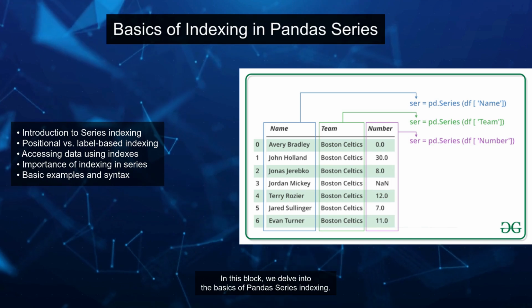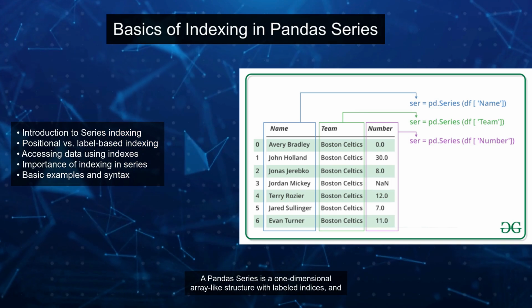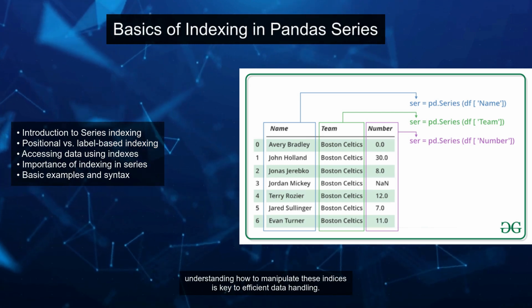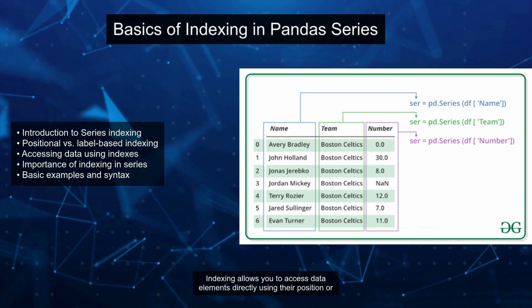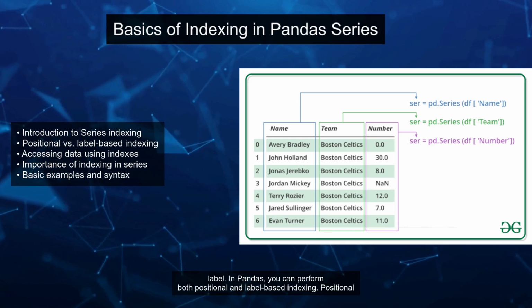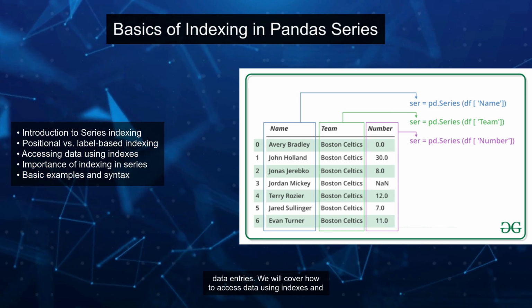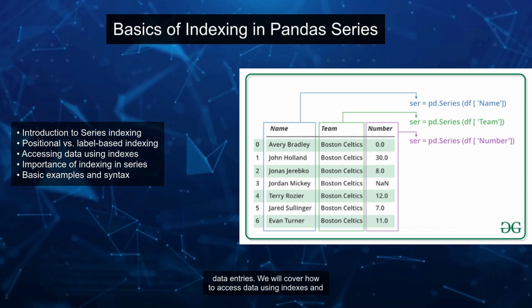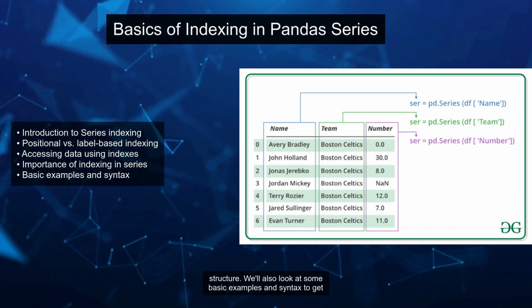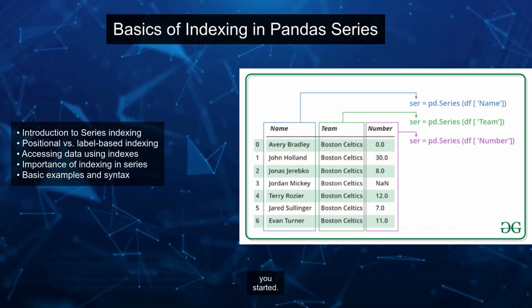In this block, we delve into the basics of Pandas series indexing. A Pandas series is a one-dimensional array-like structure with labeled indices, and understanding how to manipulate these indices is key to efficient data handling. Indexing allows you to access data elements directly using their position or label. In Pandas, you can perform both positional and label-based indexing. Positional indexing uses integer positions, while label-based indexing uses the labels assigned to data entries. We will cover how to access data using indexes and the importance of selecting the right indexing method based on your data structure. We'll also look at some basic examples and syntax to get you started.